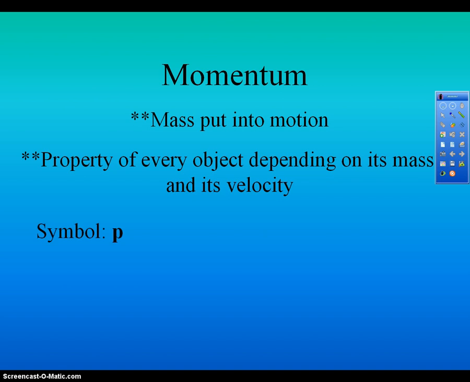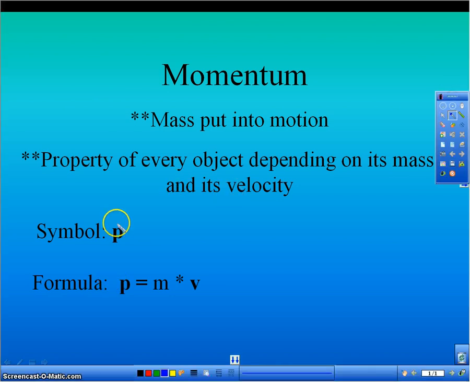And the symbol we use for it is the letter P. It is a vector, so we will put the vector symbol over the top of that. Even though I can't do that on the PowerPoint, I will write it now. So this P is a vector. And it comes from the formula for mass times velocity. So mass times velocity is what you use to find your momentum.